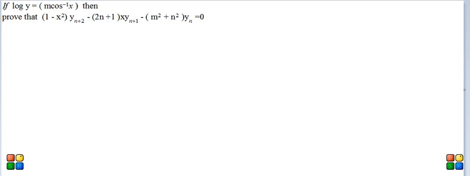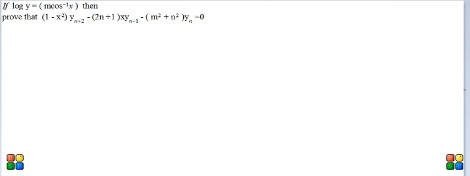Here is problem number 5 now on successive differentiation, and the logic remains same throughout. So the very first step, we know that we should express y in its simplest form.